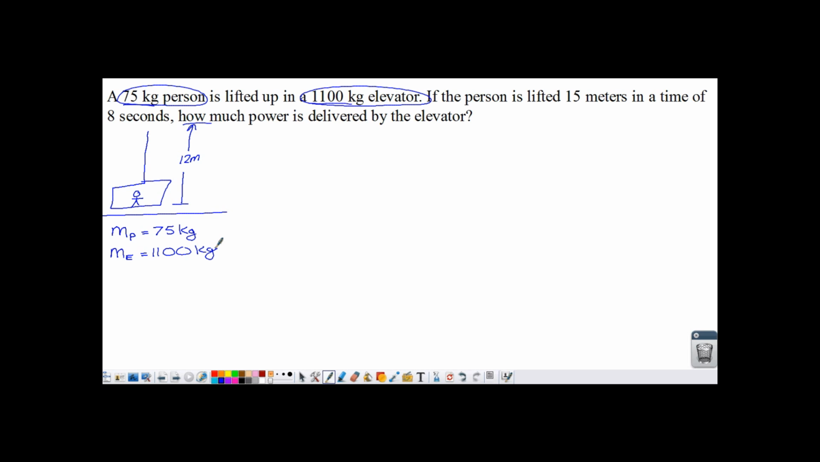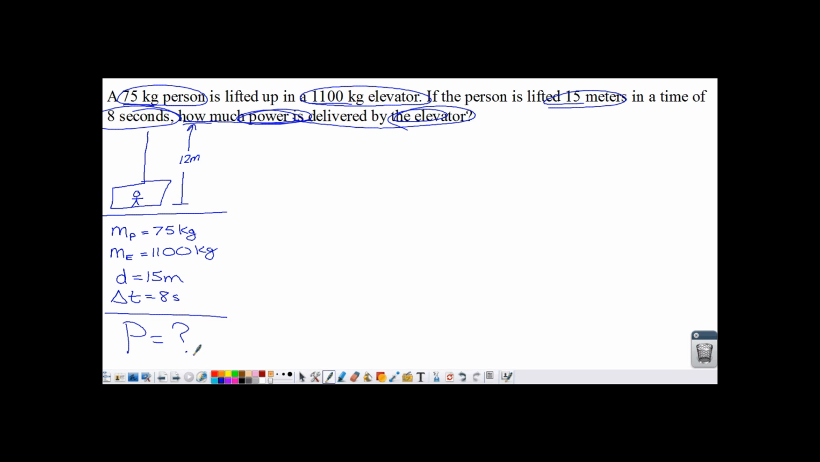The person is lifted 15 meters, so they're going a distance of 15 meters in a time of 8 seconds. So it takes 8 seconds. The change in time is 8 seconds. And the question says, how much power is delivered by the elevator? So we're trying to figure out the amount of power.